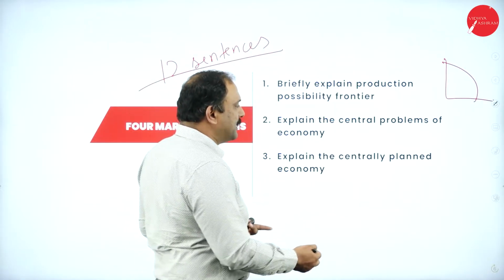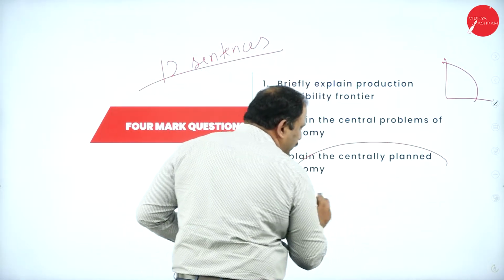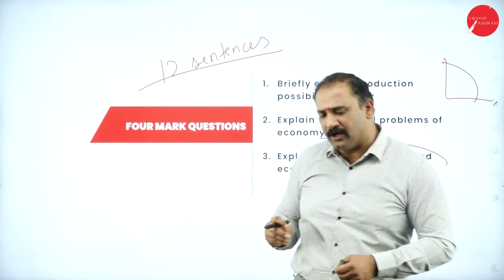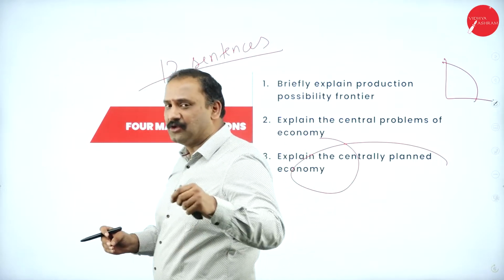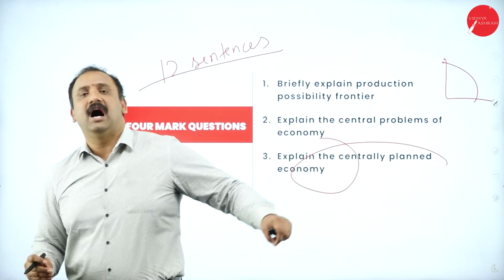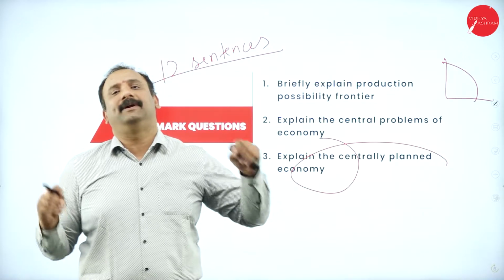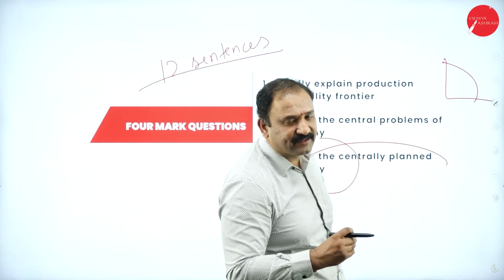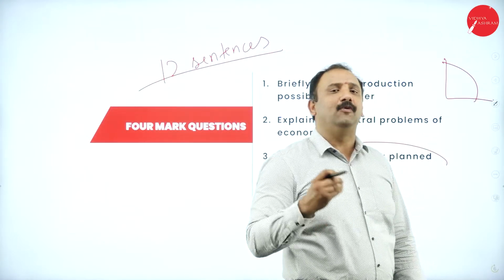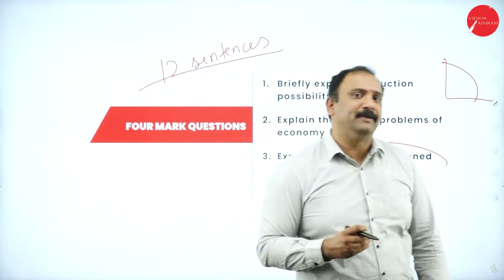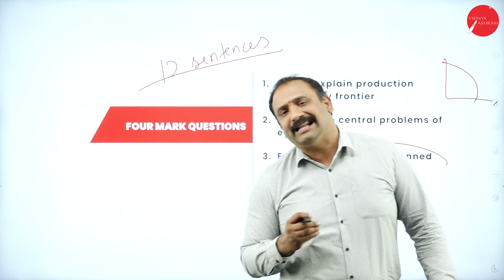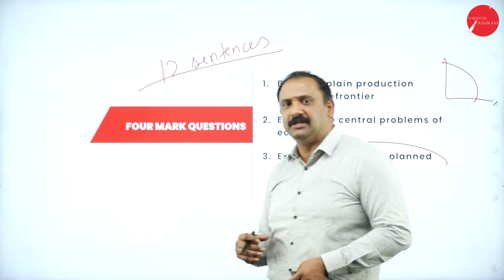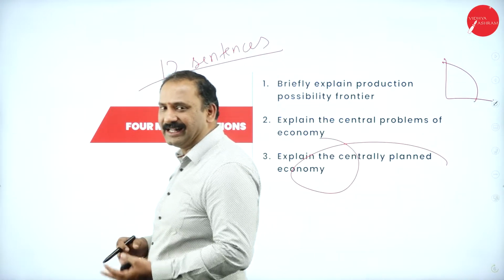Followed by centrally planned economy. This you need to elaborate and write. When I say centrally planned economy, that means all the economic activities are governed by the government itself. So this is a kind of economy that is run by the government itself. The government takes charge and is in complete control of the options here. So you will not be able to dictate any terms.